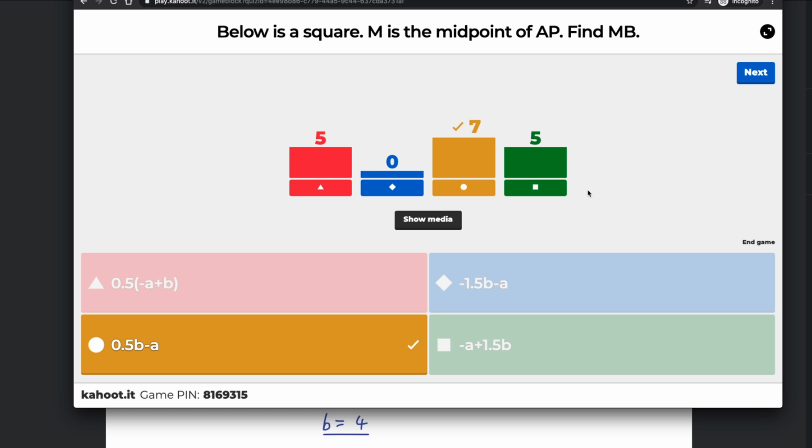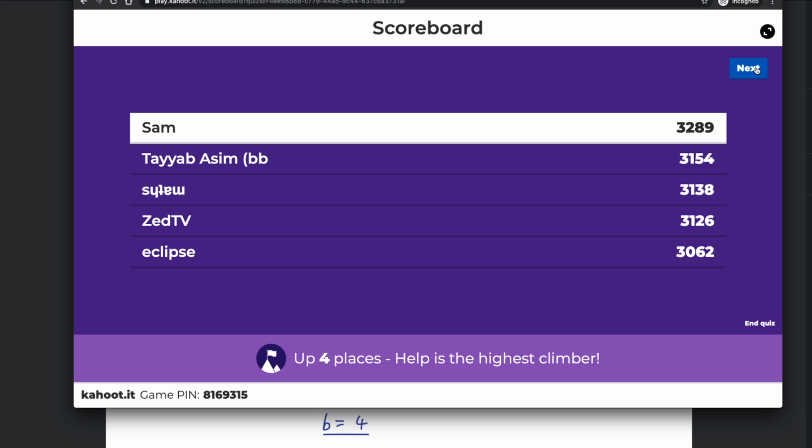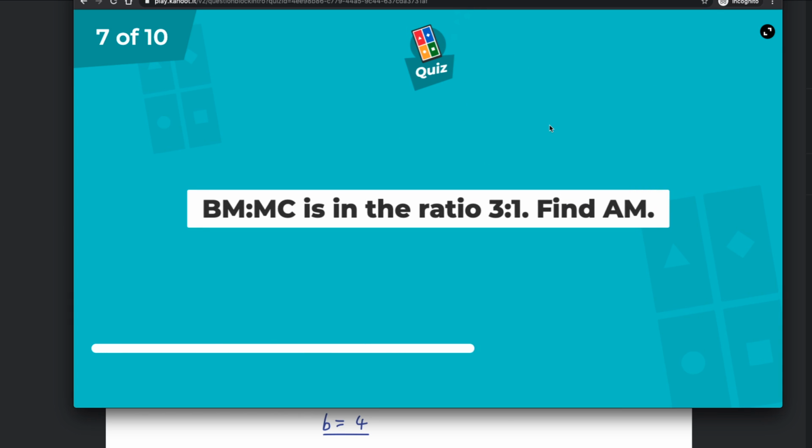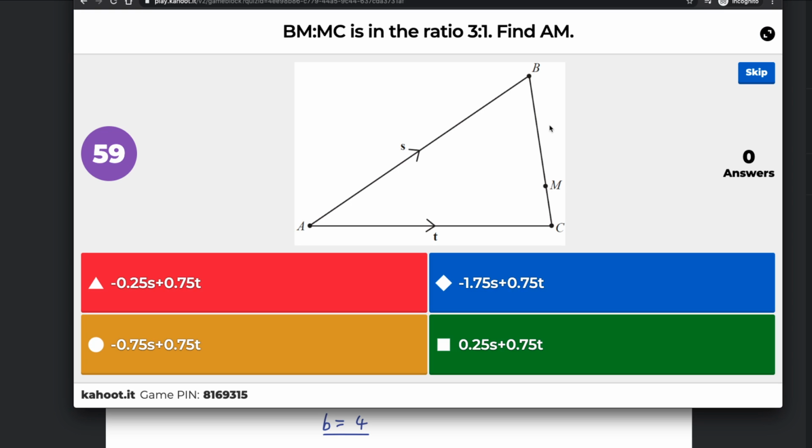Half B, take A. Well done. Good stuff. Yeah, these vector questions are pretty tough. And I guess the timer is pretty fast on some of them. Oh, ratios. So BM to MC is in the ratio 3:1. Find AM. Got a minute on this. BM to MC is ratio 3:1.